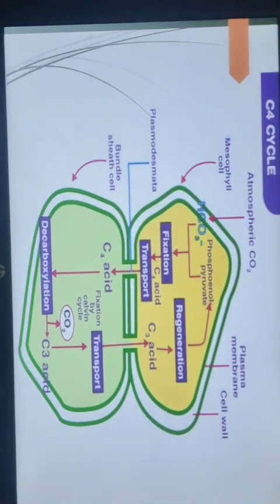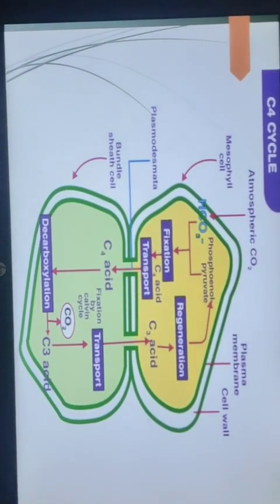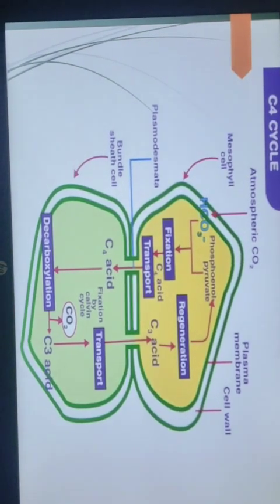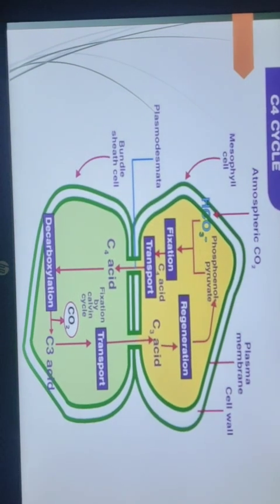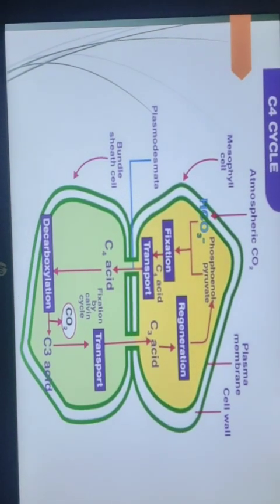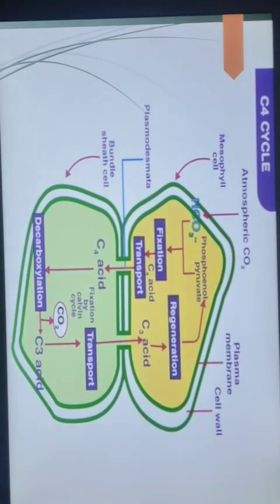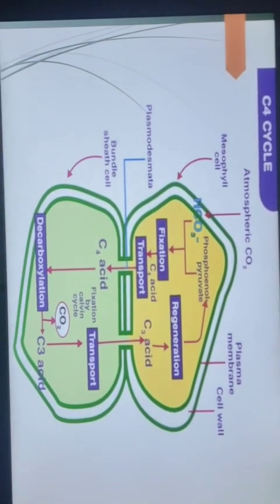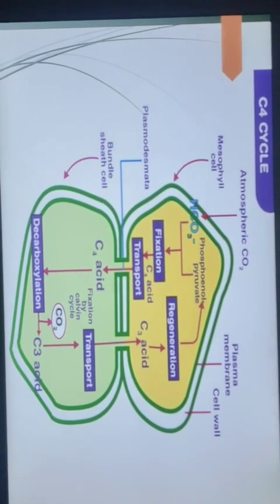Now diagrammatically, the C4 cycle can be represented as follows. Atmospheric carbon dioxide enters the mesophyll cells in the presence of the enzyme phosphoenol pyruvate carboxylase. There is a fixation and then it is transported through plasmodesmata into the bundle sheath cells. Now there is the decarboxylation and transport again to the C3 cycle, and the regeneration of phosphoenol pyruvate occurs.